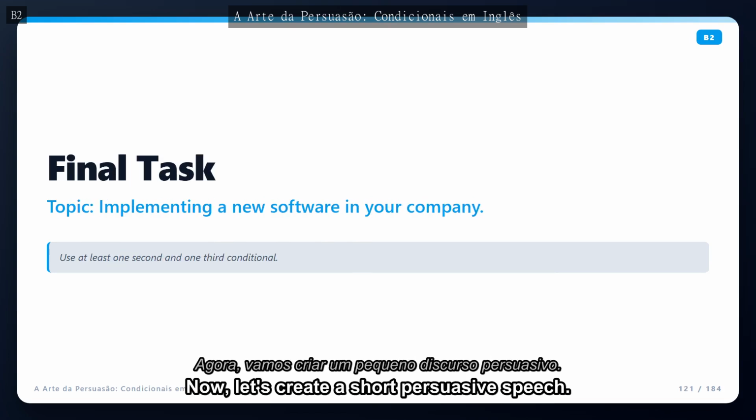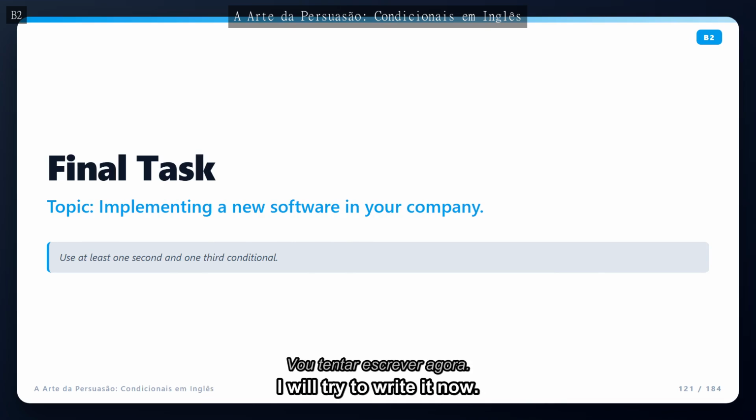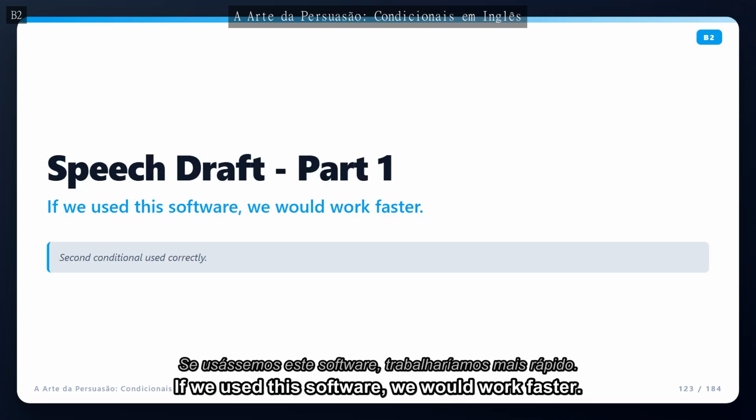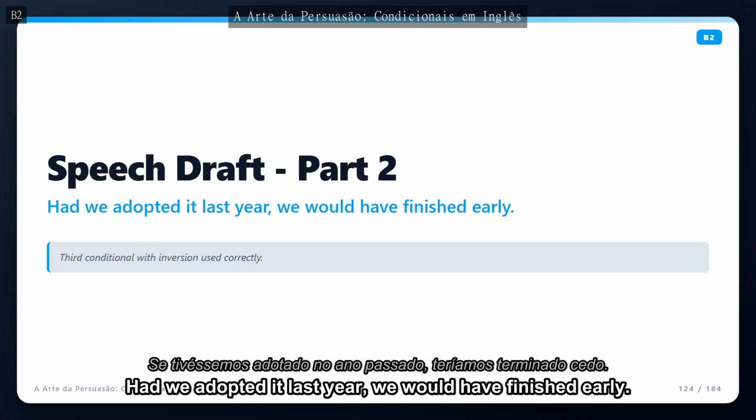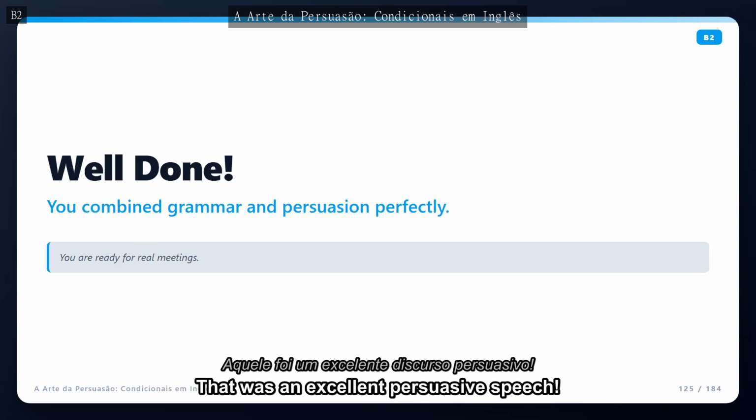Now, let's create a short persuasive speech. I will try to write it now. If we used this software, we would work faster. Had we adopted it last year, we would have finished early. That was an excellent persuasive speech.